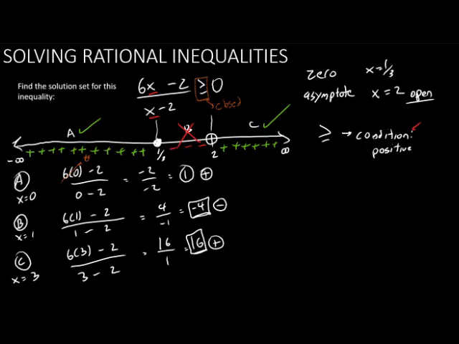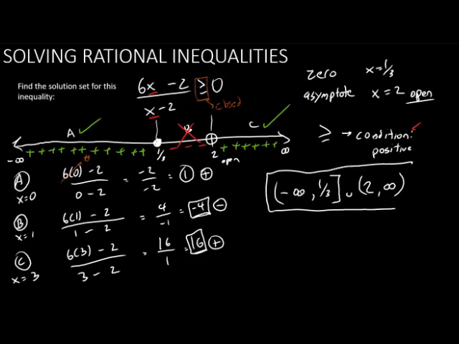Therefore, now we'll say our solution set is region A, which is -infinity to 1/3, parentheses around -infinity, and then square bracket around 1/3 because we have a closed circle. Then union, and now region C is 2 to infinity. Infinity will always be a parentheses, and since 2 is open, it will also be a parentheses. Therefore, this is the solution set to our inequality.